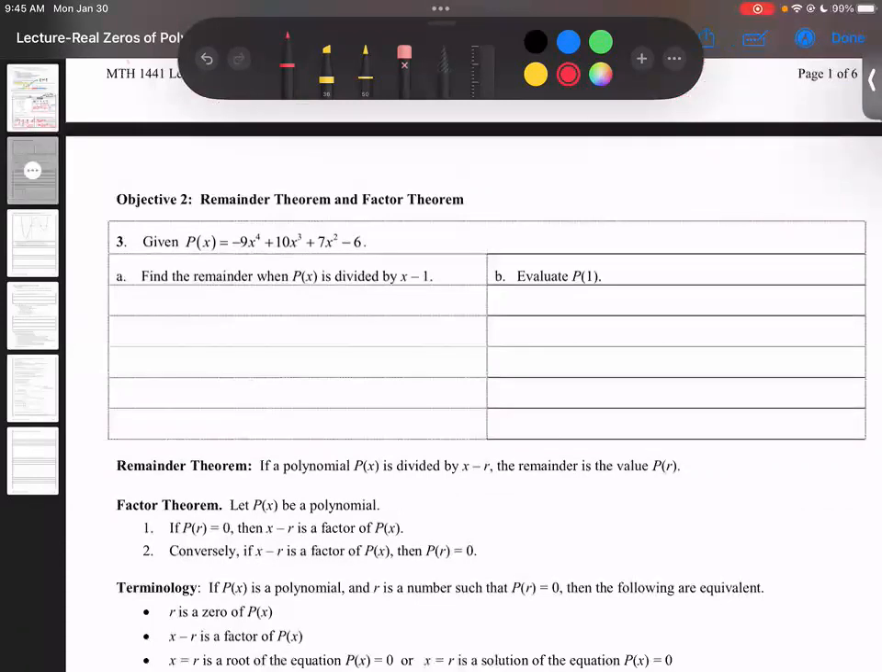All right, let's do some more synthetic division. They want you to find the remainder when p of x is divided by x minus 1. That means they ask you to perform synthetic division. So I'm going to write down my coefficients here: -9, 10, 7. I'm missing one degree, an x, so I put 0 for x, and then -6. In the box is going to be 1.